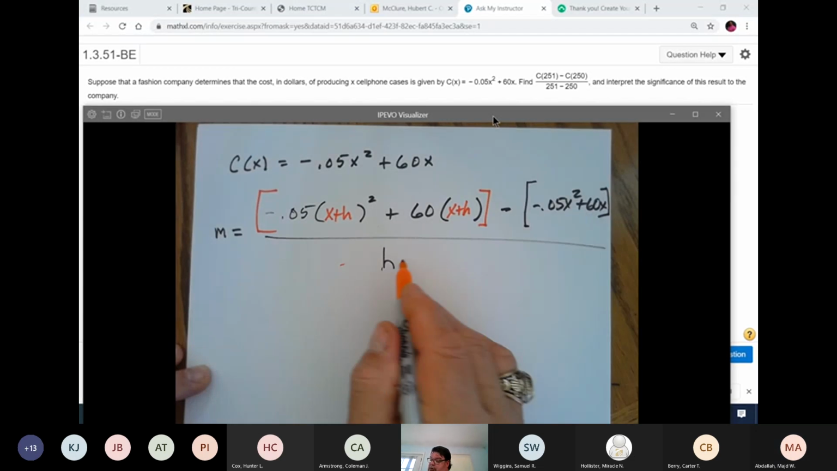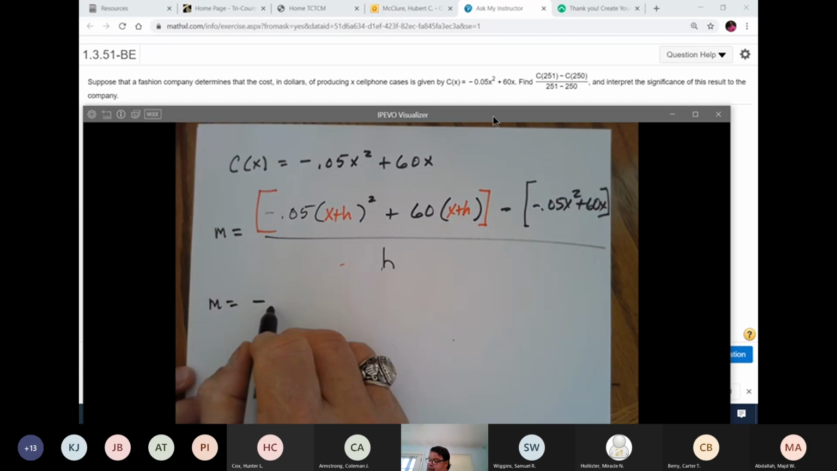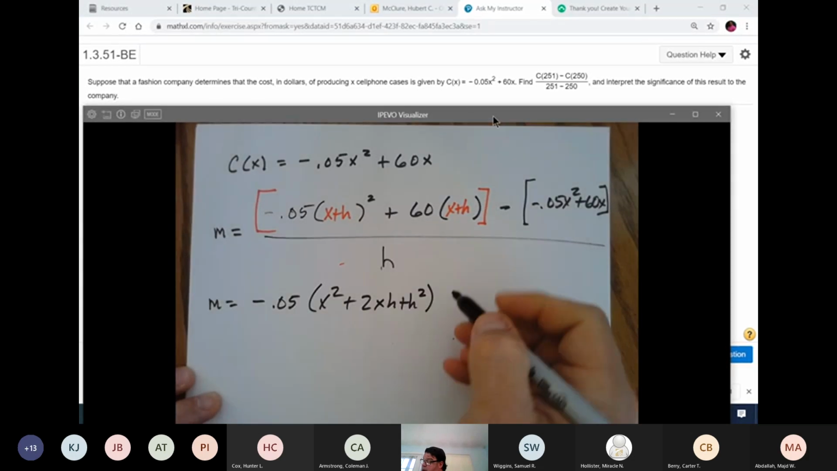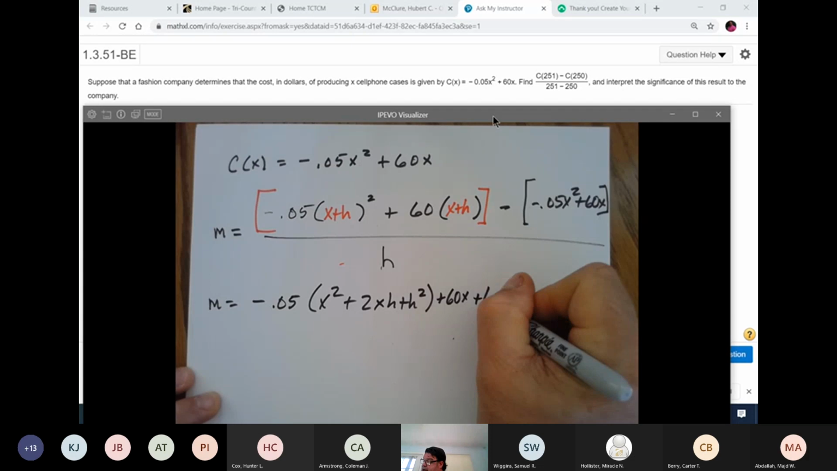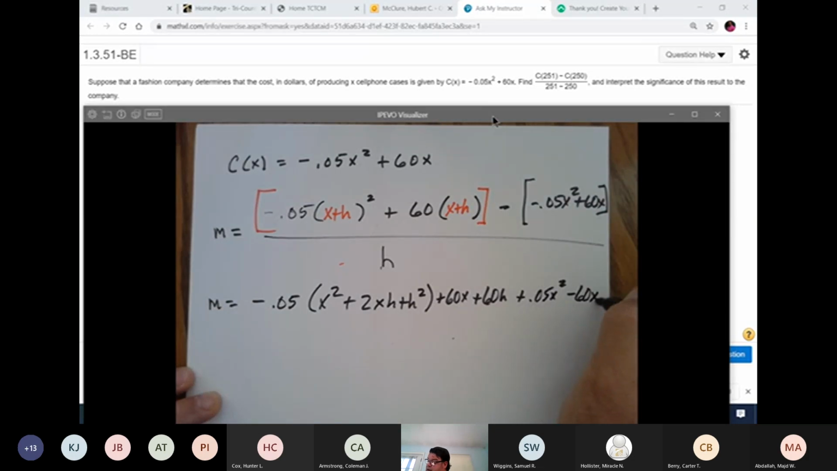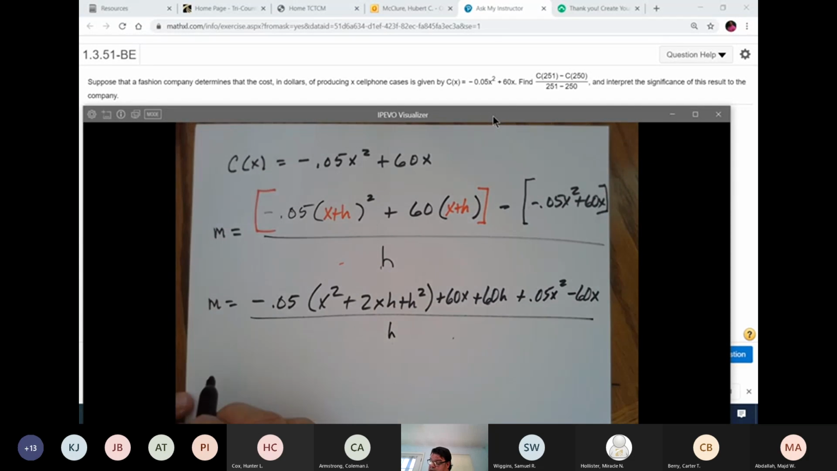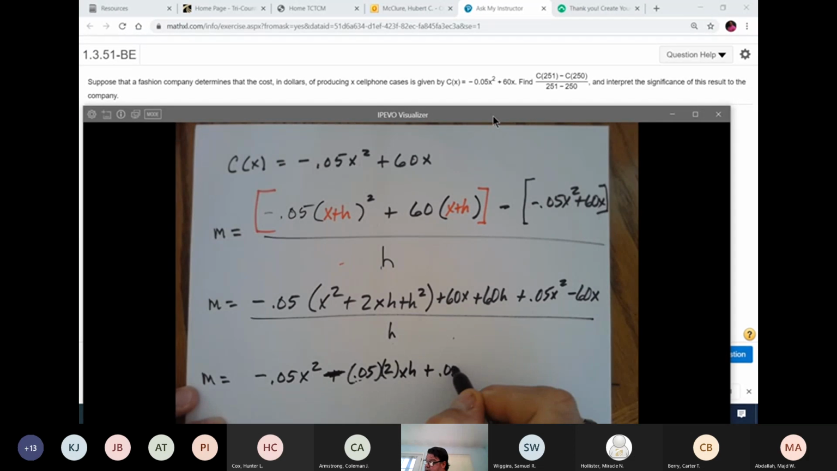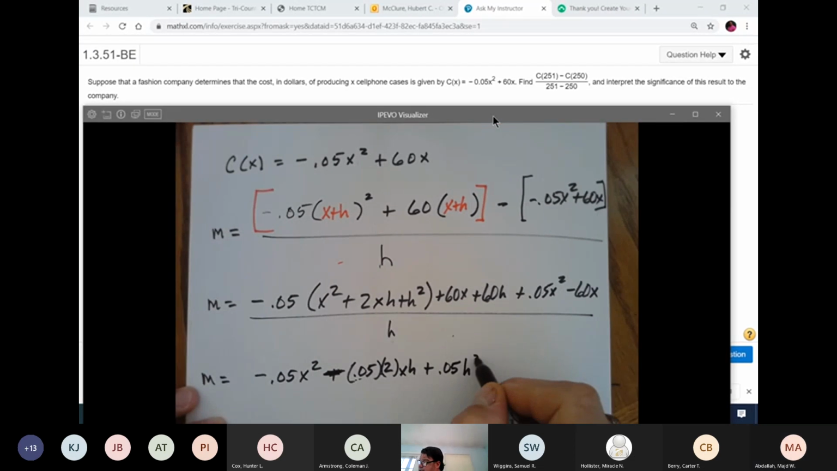And that's going to be m is equal to negative 0.05 times x squared plus 2xh plus h squared plus 60x plus 60h plus 0.05 x squared minus 60x. And y'all check my algebra there. And then I'm going to distribute that. M is equal to negative 0.05 x squared, sorry, minus 0.05 times 2. That's a dime. Two nickels is a dime, but we're going to get to that in just a second. Minus 0.05 h squared plus 60x plus 60h plus 0.05 x squared minus 60x, over h.